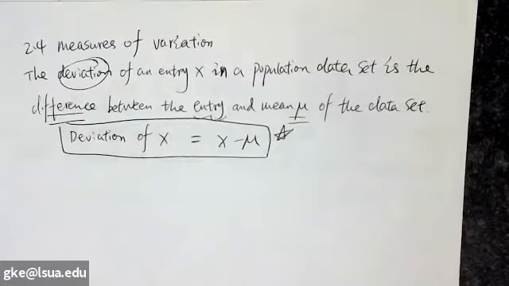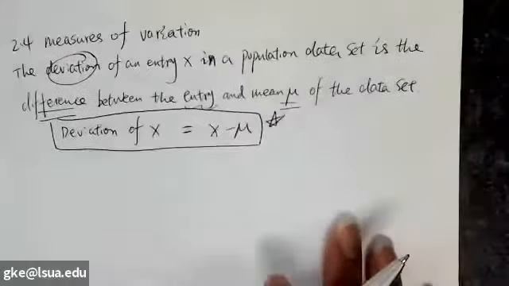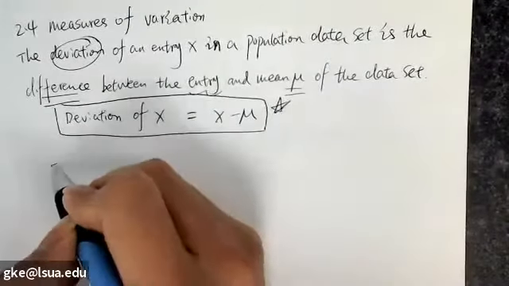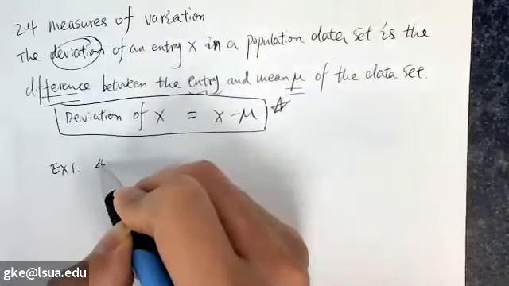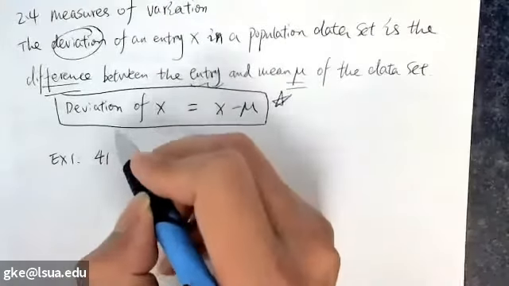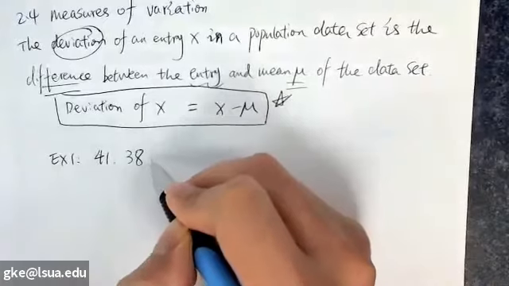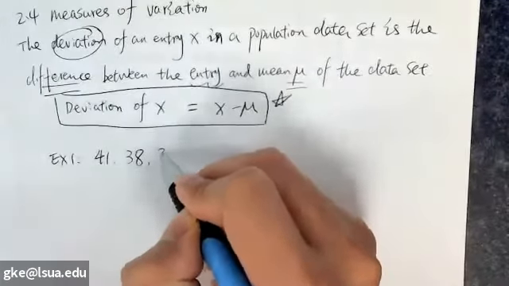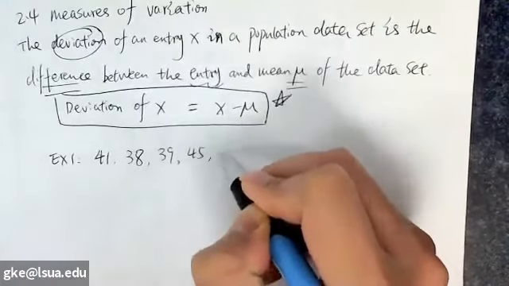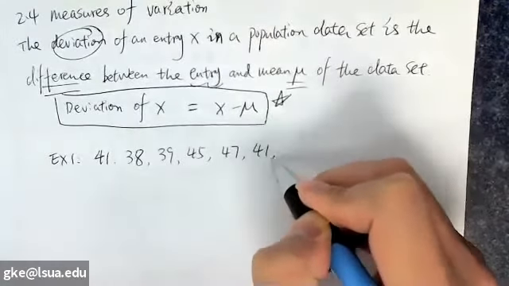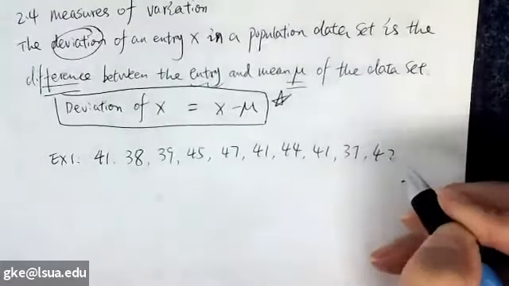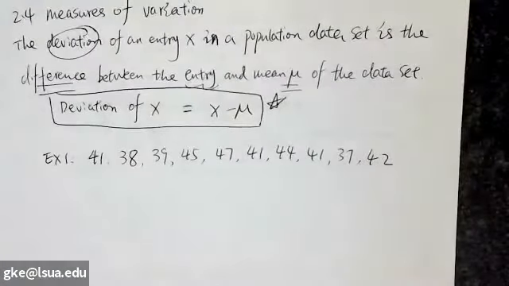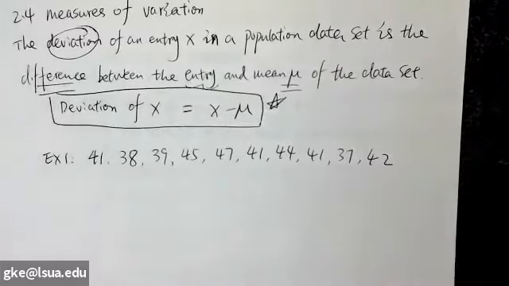Okay, so in order to understand the deviation, I'm going to give you guys an example. A very simple example. Let's take a look. Example 1. Now I gave you a bunch of data. That is 41, 38, 39, 45, 47, 41, 44, 41, 37, 42.